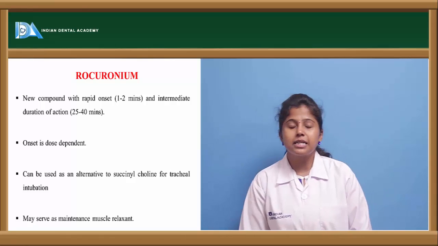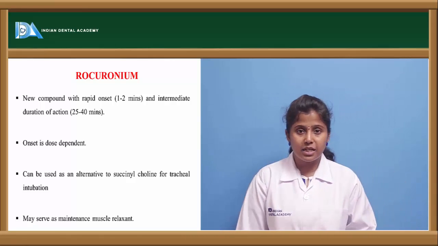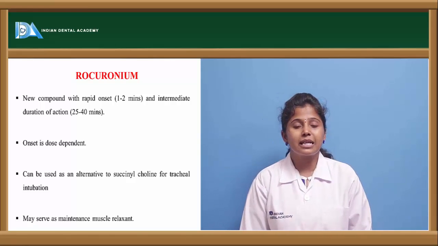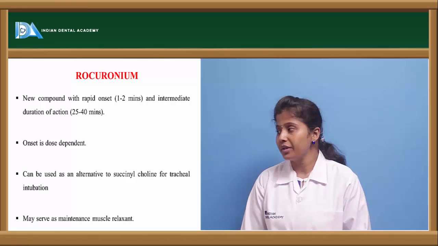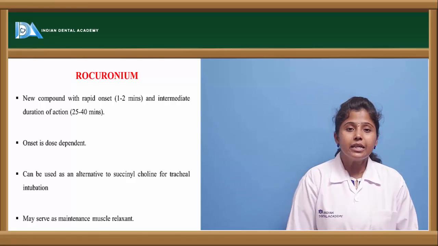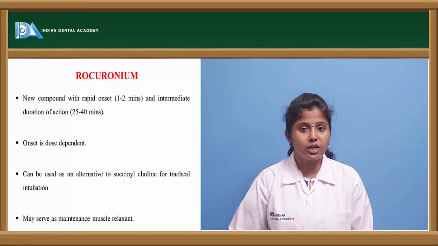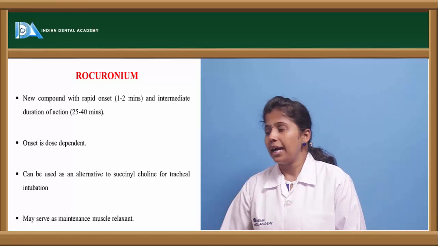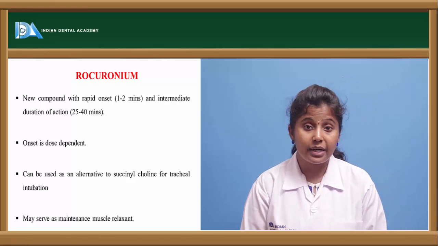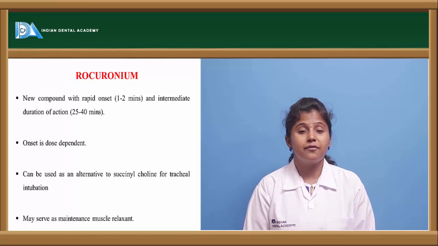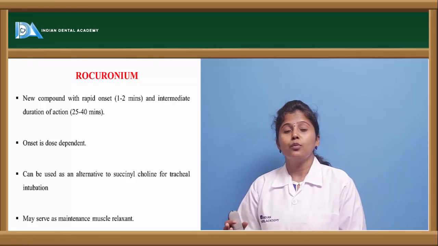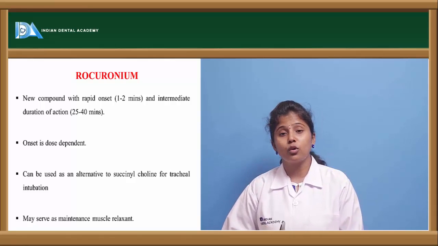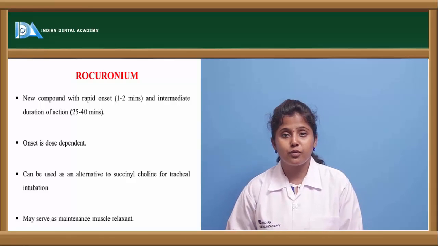Rocuronium is a newer compound which is discovered. This is a newer approach of the skeletal muscle relaxant, and it has a rapid onset of action of about 1 to 2 minutes, and an intermediate duration of action. Neither short, nor longer duration of action, that is about 25 to 40 minutes. And the onset is dose dependent. That is, if it is given in enough dose to produce skeletal muscle relaxation, it will show rapid onset of action. But if the dose is decreased, then the onset of action will be slower.